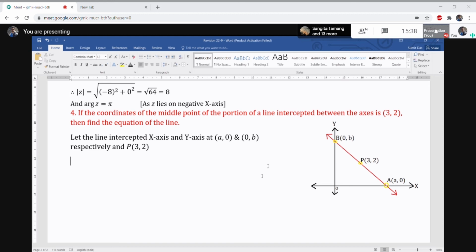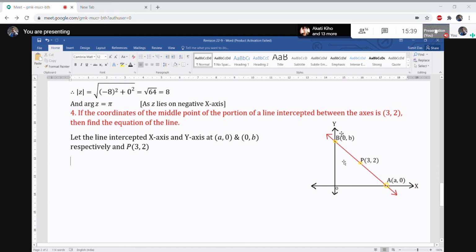50 to 70% of questions will be solved by the diagram. Here it is saying that the coordinate of the midpoint of the portion of the line intercepted is (3, 2). You can see the red line intercepts the x-axis and y-axis at two points. P is the midpoint of AB. That is a very important piece of information given.